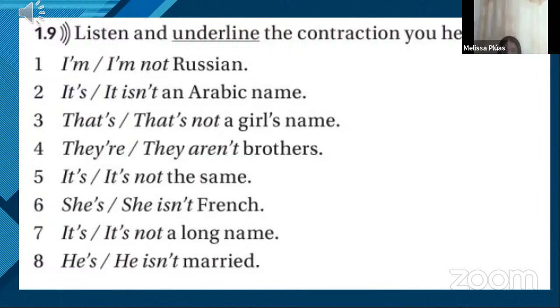That's not your name. Okay, if it is negative, remember, cuando es negativo, ponemos la fuerza de voz en la palabra not. That's not a girl's name. Can you repeat again, please? Come on. They are brother. Okay, la número 3, por favor, repítemela. Pon la fuerza de voz cuando es negativo en la palabra not.